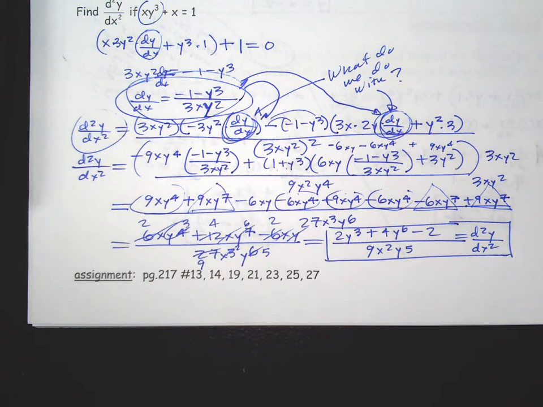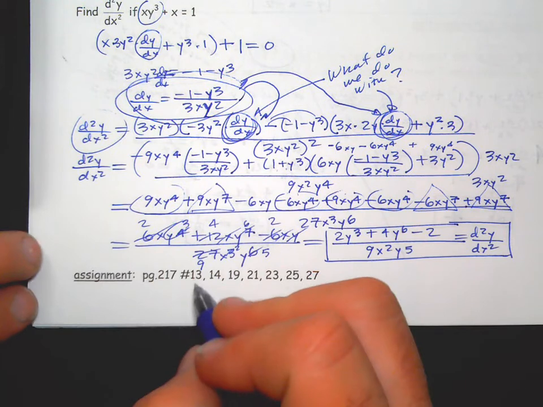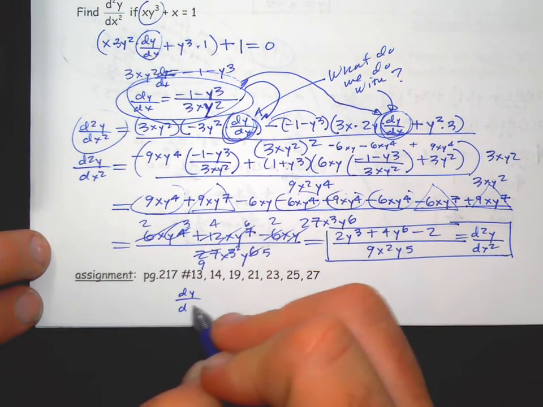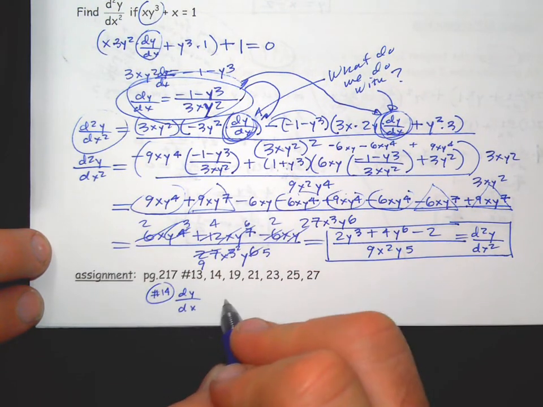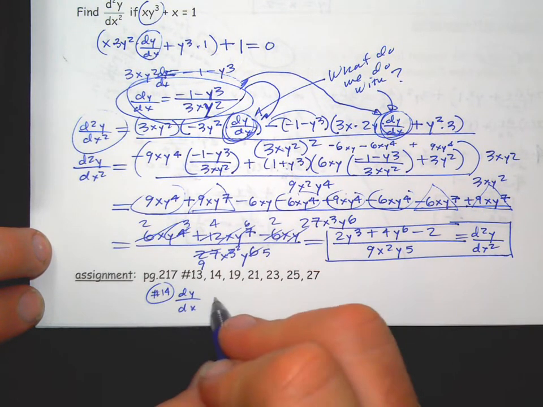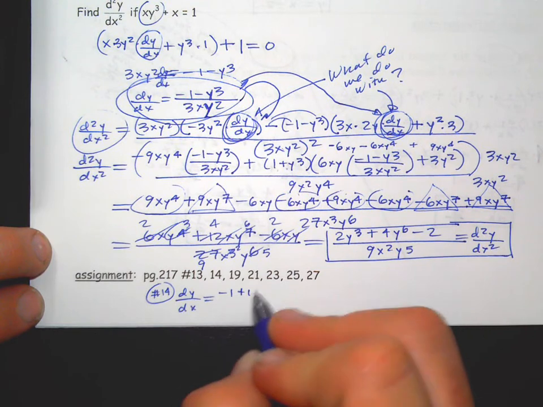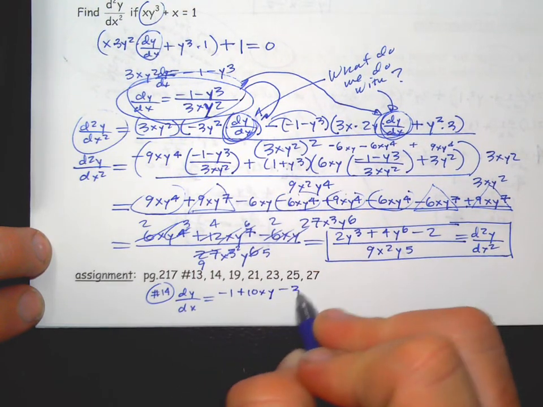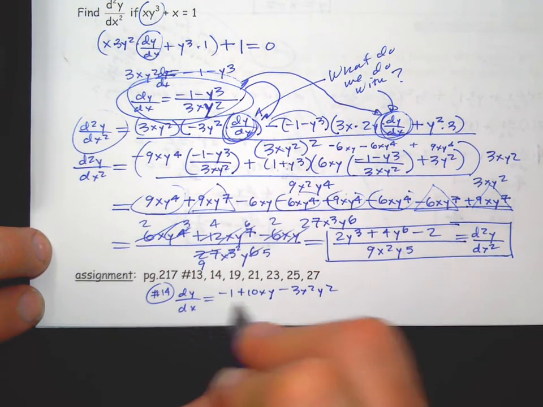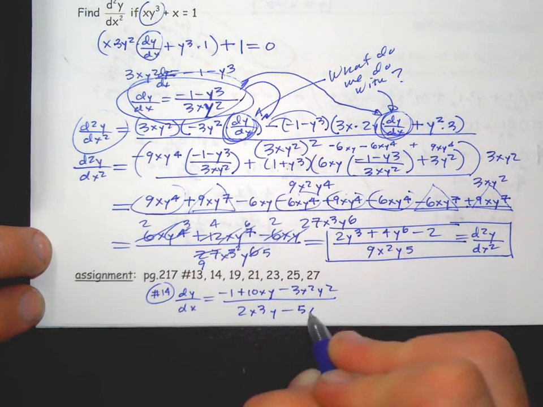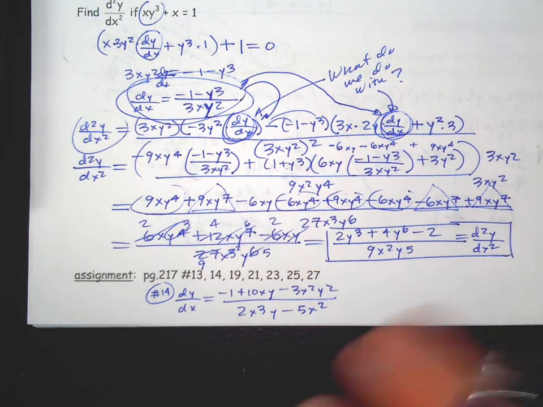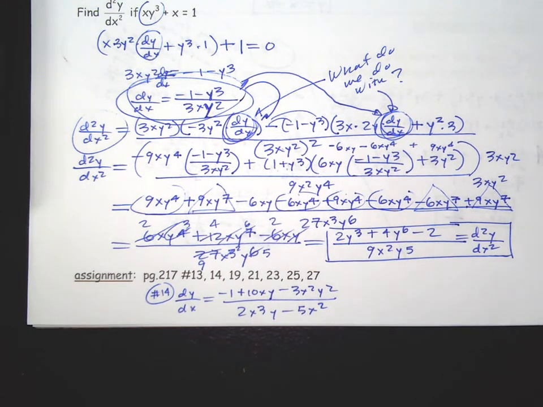I guess I could go ahead and give you the answer to 14 right now if you want. You got to do the work. This is what I got for 14. Let's see, 14. I got negative 1 plus 10xy minus 3x squared y squared over 2x cubed y minus 5x squared. That's a nice answer. Anyways, try those. Check in the back of your book.